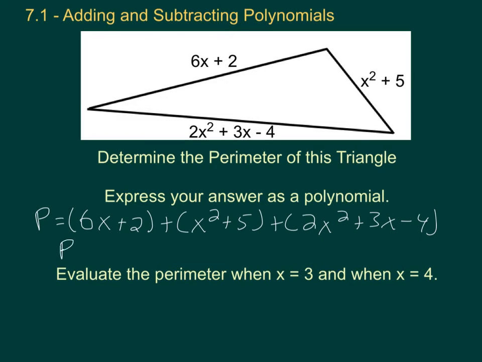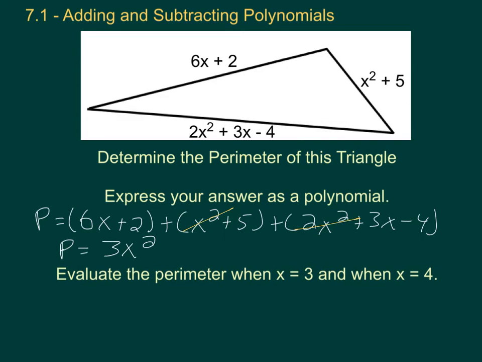So in order to do this, I have to combine like terms. I'm going to look first for the thing with the largest degree, the largest exponent. The largest exponent in the first polynomial is the 6x. I don't have an x squared there, but I do have an x squared in the next one as well as in the last one. So if I combine those, x squared plus 2x squared is going to equal 3x squared. And maybe I even just want to cross those off to show that I've used them.